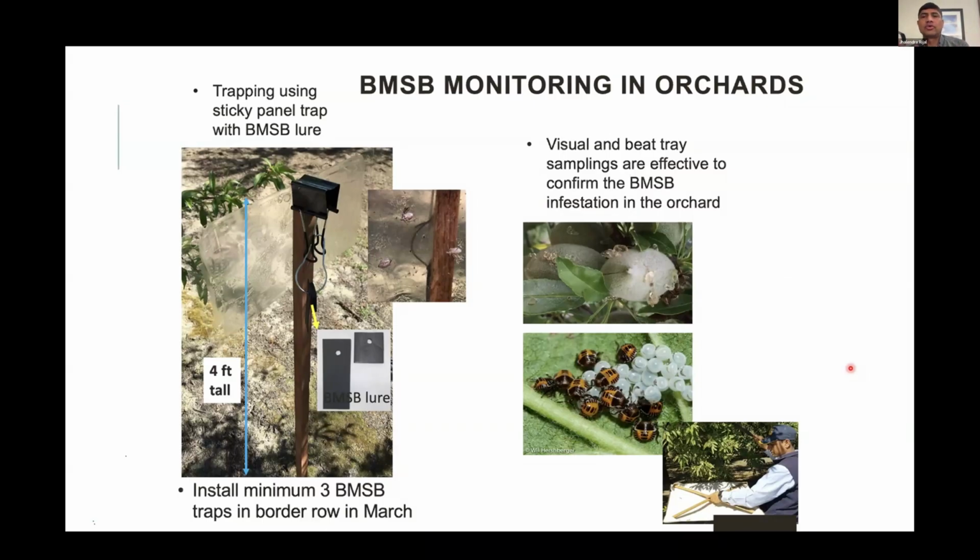Plus, for all the stink bugs, another way of sampling is basically visual sampling and beating tray sampling. Those are very effective ways to find out what species is present and what kind of damage is there, if you look at the gummy fruits and things of that kind.